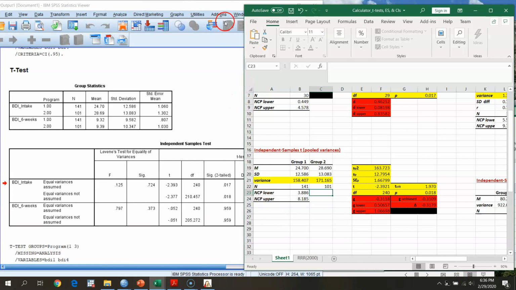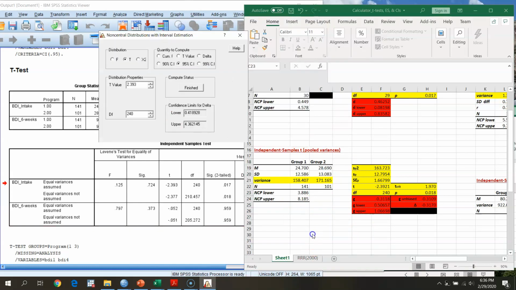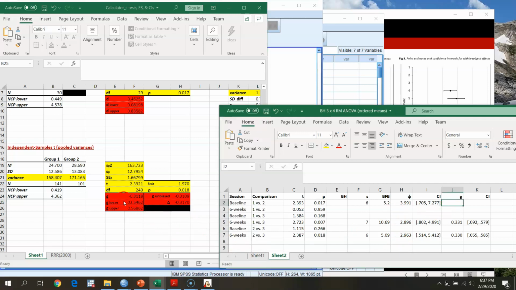And then I'm going to calculate non-centrality parameters. So I say my test statistic is 2.393, my degrees of freedom for this test are 240, compute that. All right, and this gives me a lower limit of 0.419 and an upper limit of my non-centrality parameter of 4.362. Now I've automated all this so I can pop it into my table. So we'll call my G 0.312, and the confidence bounds around this are 0.055 and 0.569.